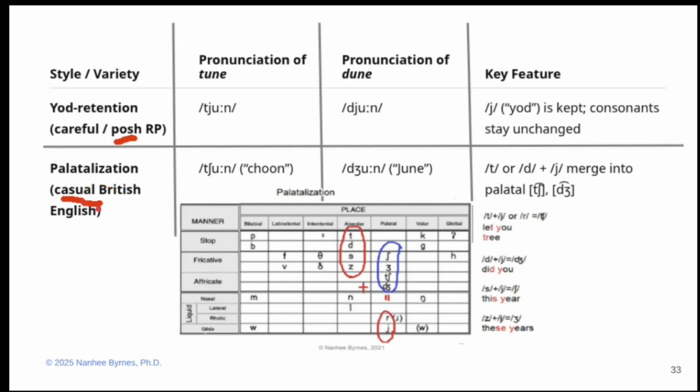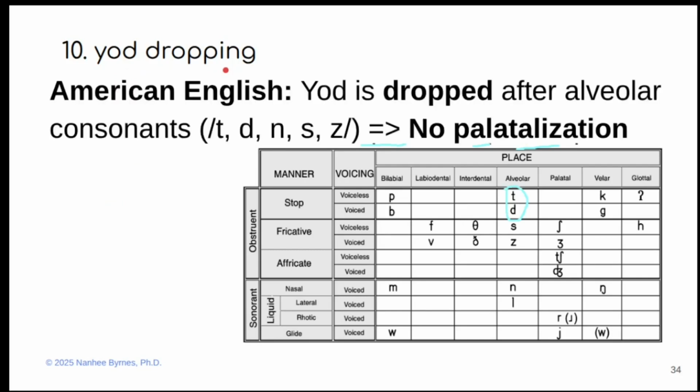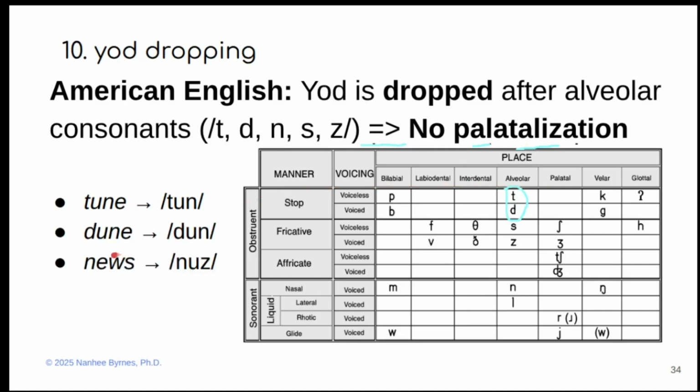And what about American English? In most American accents, the y sound is dropped entirely after alveolar consonants like t, d, n, s, z. So tune becomes tune. Dune becomes dune. News becomes news. No palatalization happens. That's one reason American English often sounds smoother and faster, fewer subtle consonant shifts.